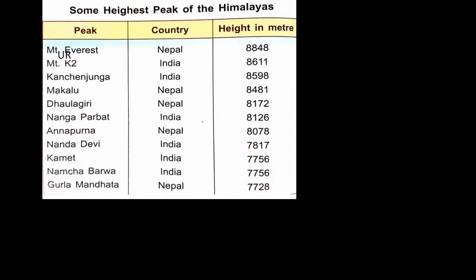The next one is Makalu. It comes in Nepal with a height of 8,481 meters. Then comes Dhaulagiri. It also falls in Nepal with a height of 8,172 meters. Then comes Nanga Parvat, which comes in India with the height of 8,126 meters. Then comes Annapurna Peak. It is in Nepal with height of 8,078 meters. Then next is Nanda Devi. It also comes in India.